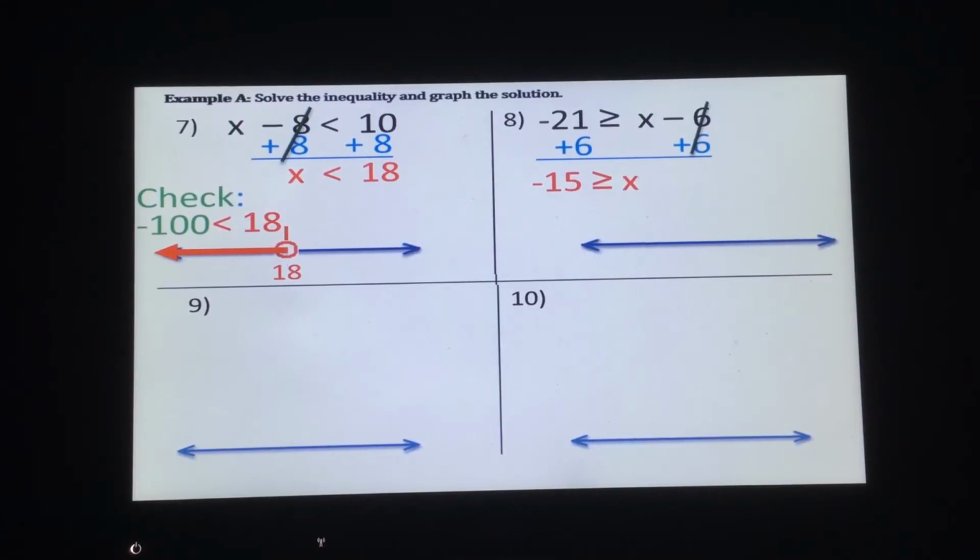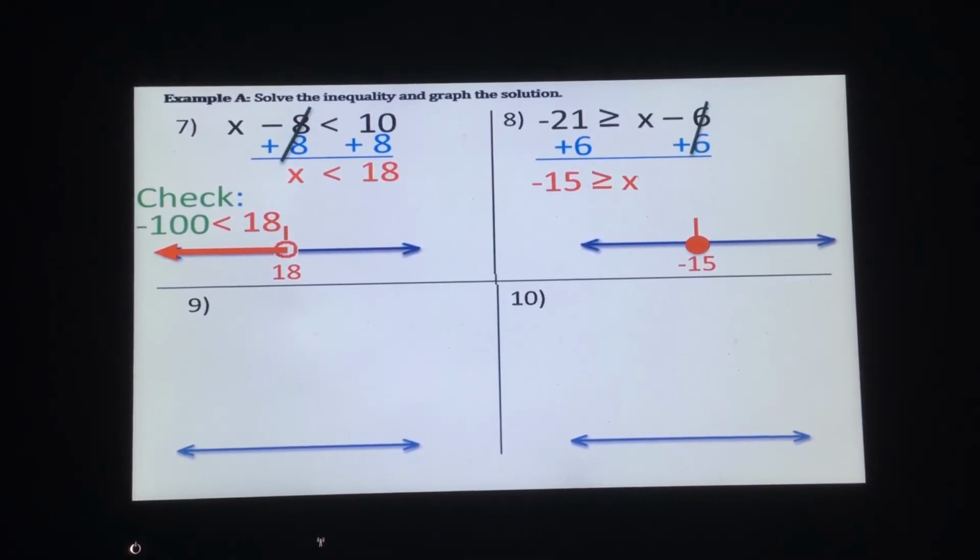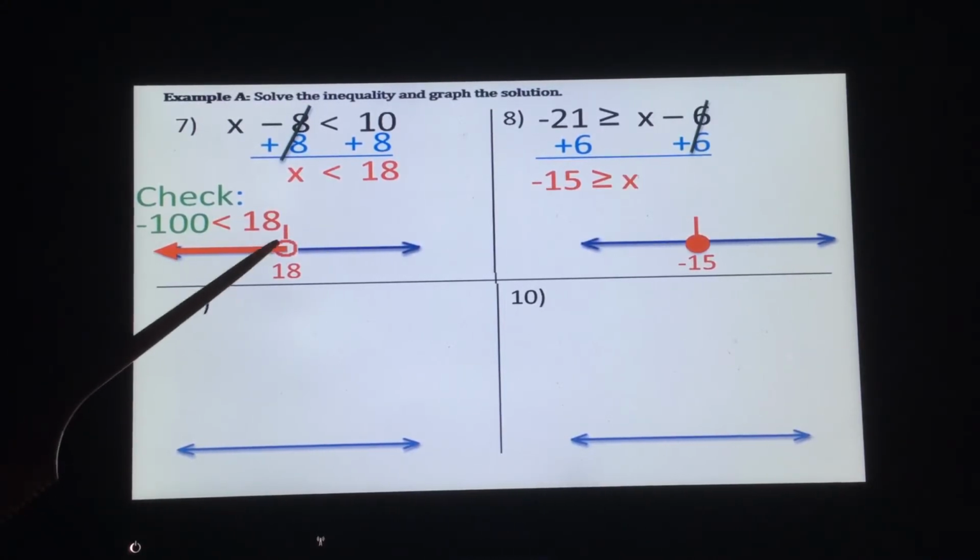Now, we got to go ahead and put that number on the number line. So here's my negative 15. This time, we have a or equal to bar. So that means I'm going to have to put a closed circle because we are including it. So if I asked you, is negative 15 a solution? You'd say yes because it's a closed circle. If I ask you for number 7, is 18 a solution? You'd say no because it's an open circle.